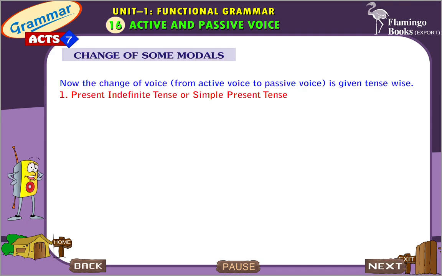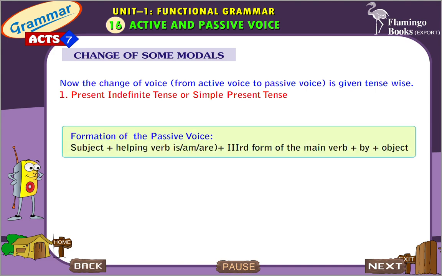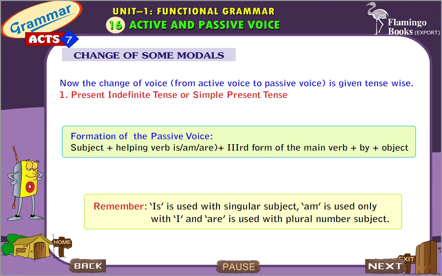Now the change of voice from active voice to passive voice is given tense-wise. Present indefinite tense or simple present tense. Formation of passive voice. Subject plus helping verb is or am or are plus third form of the main verb plus by plus object. Remember, is is used with singular subject, am is used only with I, and are is used with plural number subject.